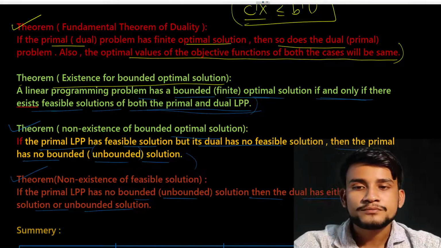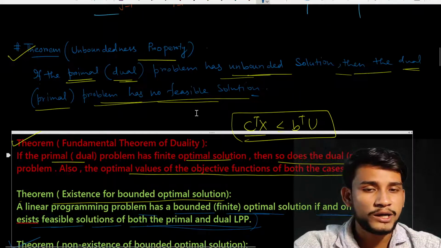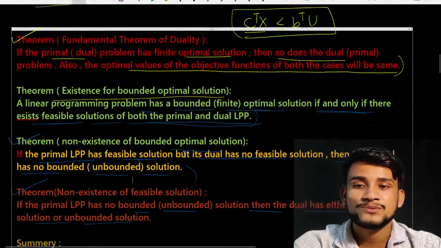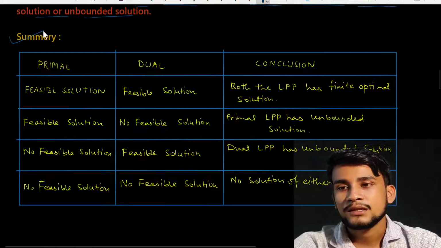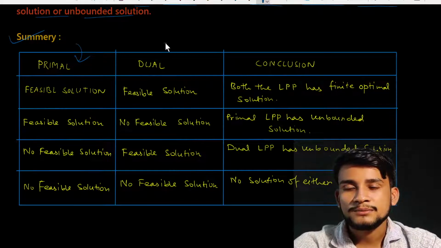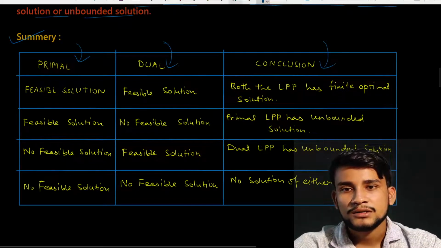Okay, now these are the 4 most important theorems of duality. Now let us come to the summarization of these 4 types of theorems. Okay, so this is the summarization. So see, in the table, this is the primal LPP, this is the case of the dual LPP, and this is the conclusion. Okay, so read it.